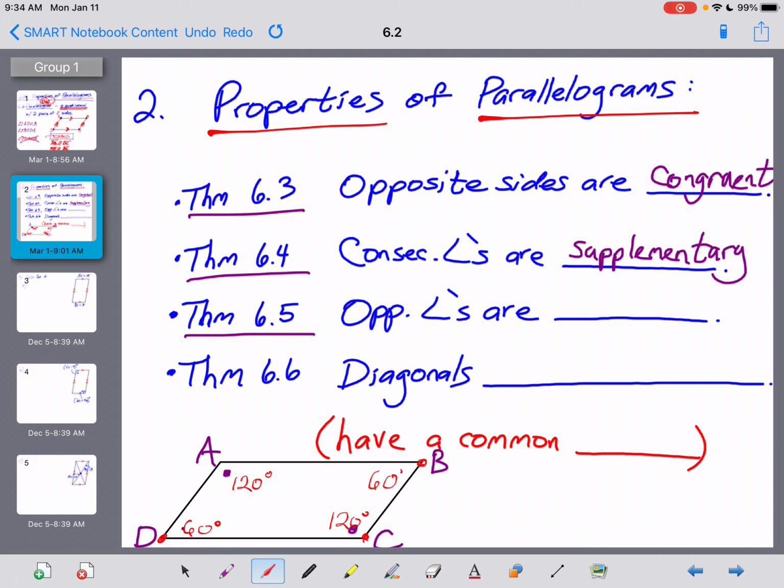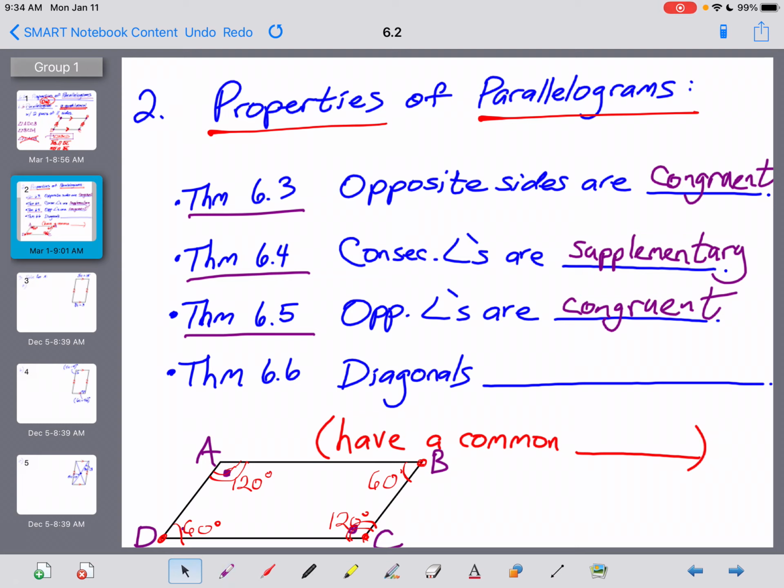And now, as we look at opposite angles in this figure, angle D is 60 degrees, and so is angle B. What else? Angle A is 120, and so is angle C. So that certainly seems to tell us, guys, that in any parallelogram, opposite angles are going to be congruent.